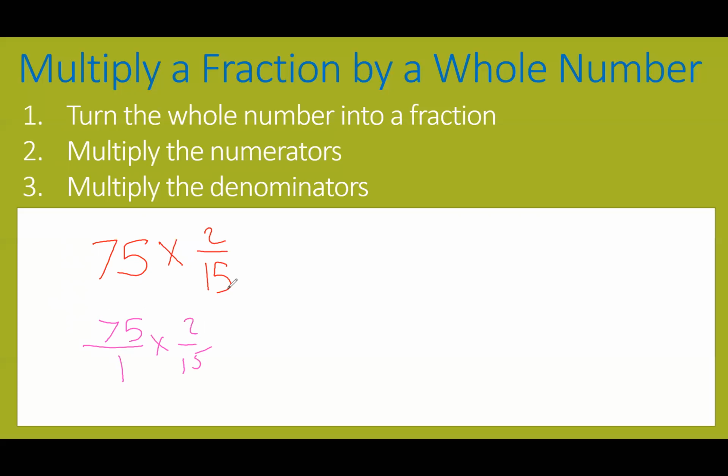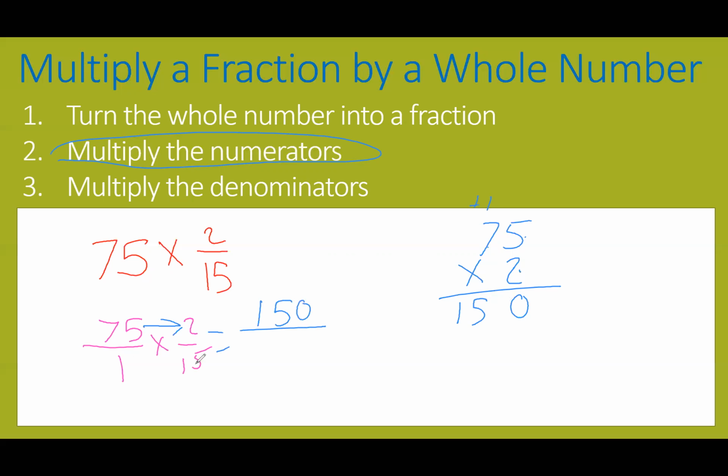So step 1, multiply the numerators. 75 times 2. Let me put it over here. 2 times 5 is 10, regroup. 2 times 7 is 14, plus 1 is 15. So it equals 150. And then 1 times 15 is 15.